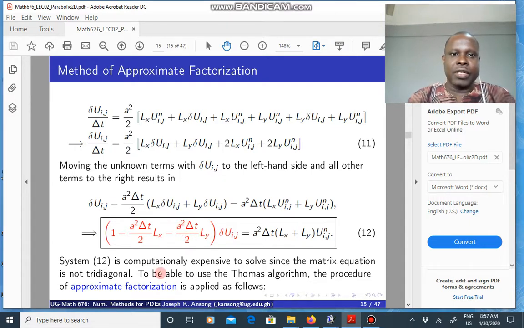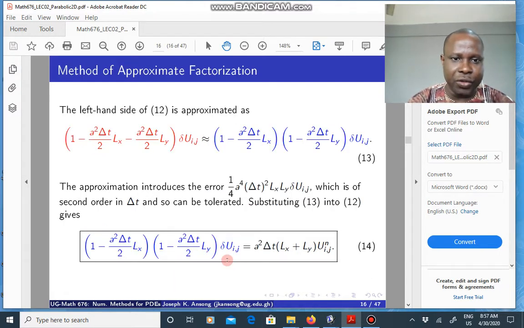And so the technique of approximate factorization is to factorize this such that the resulting expression on the left hand side is amenable to the Thomas algorithm. All right, so that is what we're going to do. So you're going to factorize, if you like, approximate this expression into two expressions, so that you can apply some processes to it. So that is approximate factorization.